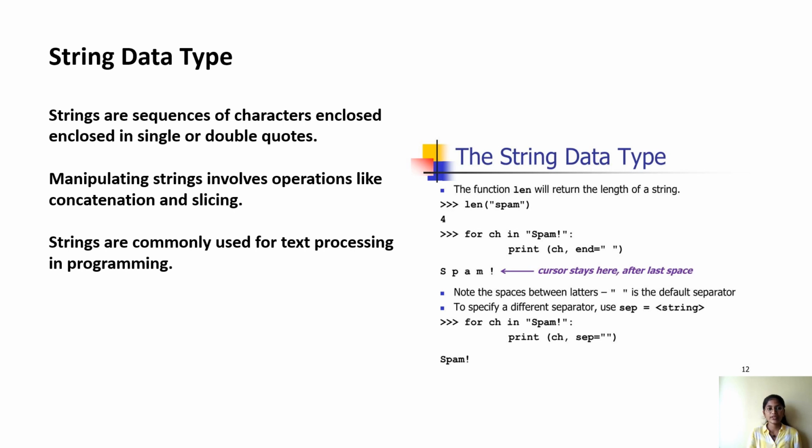String data type. Strings are sequences of characters enclosed in single or double quotes. Manipulating strings involves operations like concatenation and slicing. Strings are commonly used for text processing in programming.